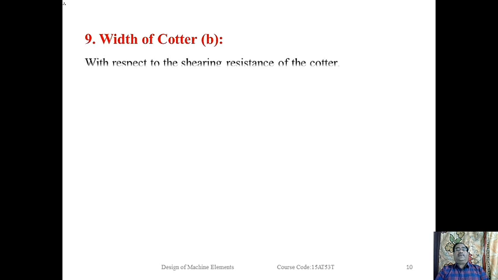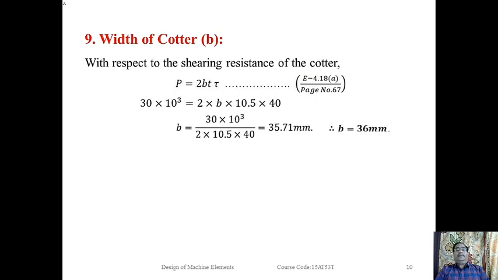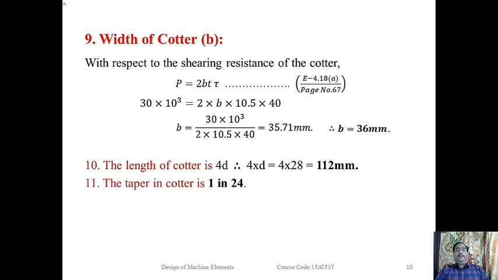Then next is width of quarter. We have to use the equation 4.12a, and the value of small b is equal to 36 mm. So the 10th one is the length of quarter, that is 4 into d, so that is equal to 112 mm. 11th one is the taper in quarter is 1 in 24, and the clearance of quarter is 2 to 3 mm. So like this we have to solve around 12 steps or 12 dimensions to design the quarter joint.